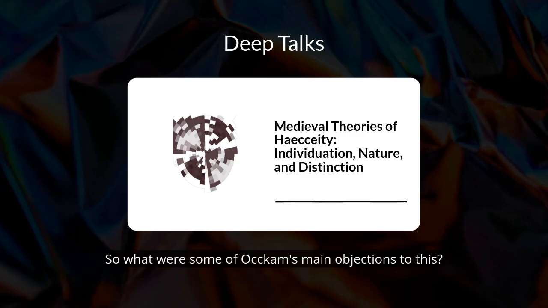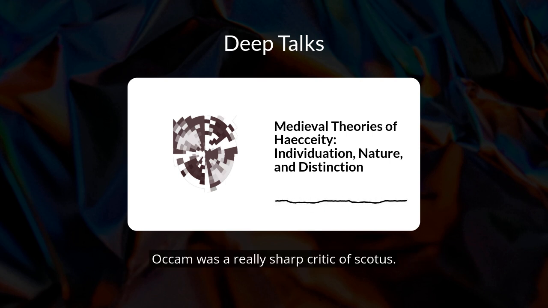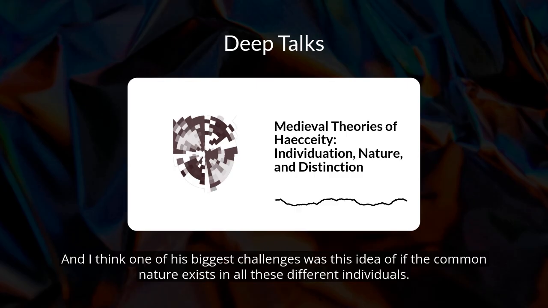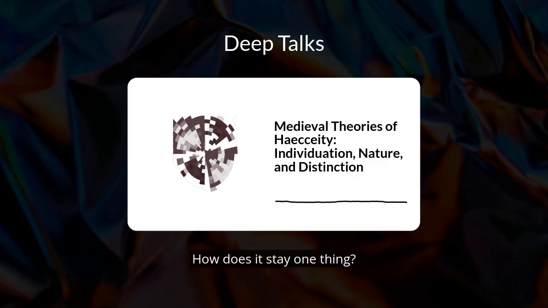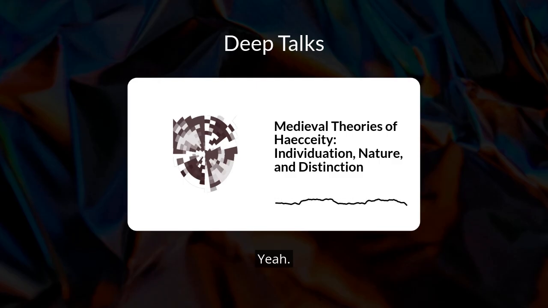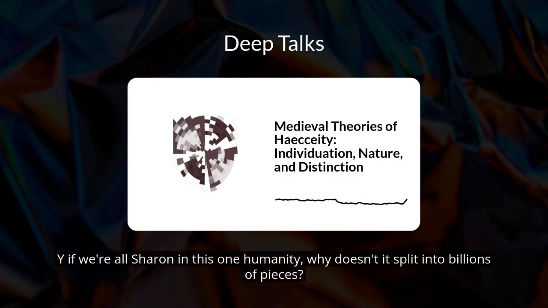So what were some of Occam's main objections to this? Occam was a really sharp critic of Scotus. And I think one of his biggest challenges was this idea of, if the common nature exists in all these different individuals, how does it stay one thing? Yeah, that's what's tripping me up. If we're all sharing in this one humanity, why doesn't it split into billions of pieces?